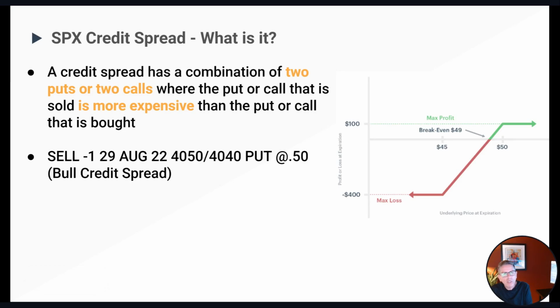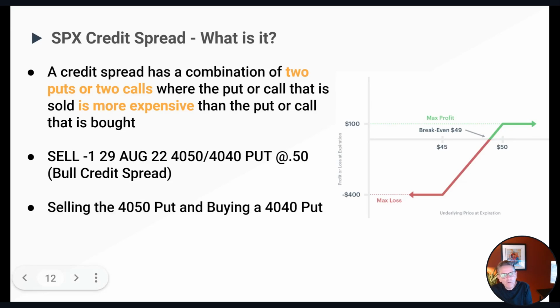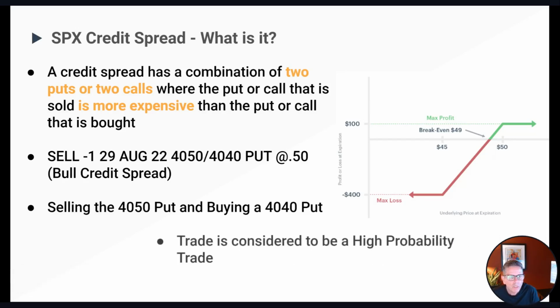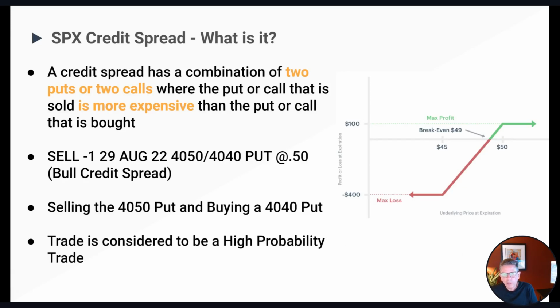So that's $50, and the selling of the 40-50 put and buying of the 40 put gives you that credit. Okay, so the 40-50 will allow you to get that credit into your account. All right, the trade is considered a high probability trade, and the reason for that is because you just have to be within that range in the market to experience a profit.